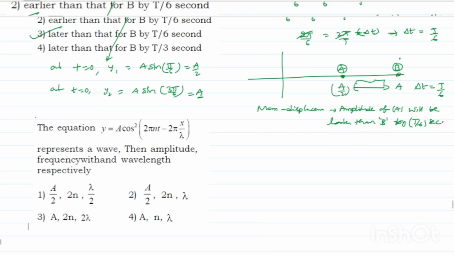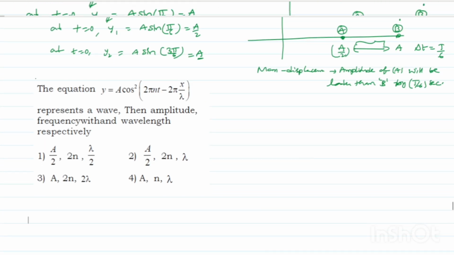Let us see the next question. The next question says the equation is given as y equal to a cos square of (2 pi nt minus 2 pi x by lambda). It represents a wave, and they are asking for the amplitude, frequency, and wavelength.